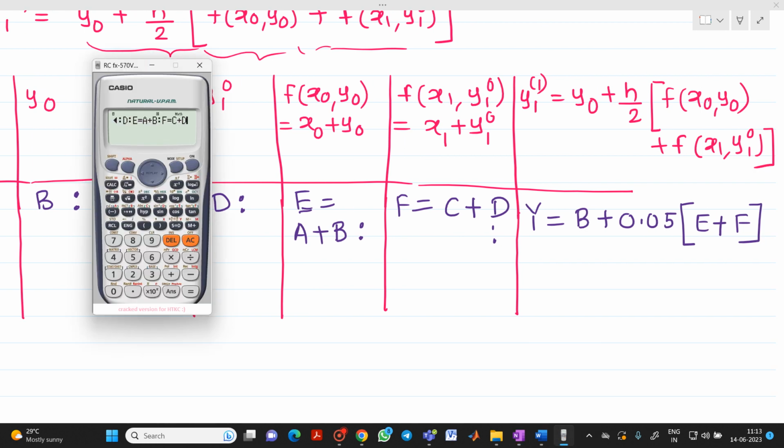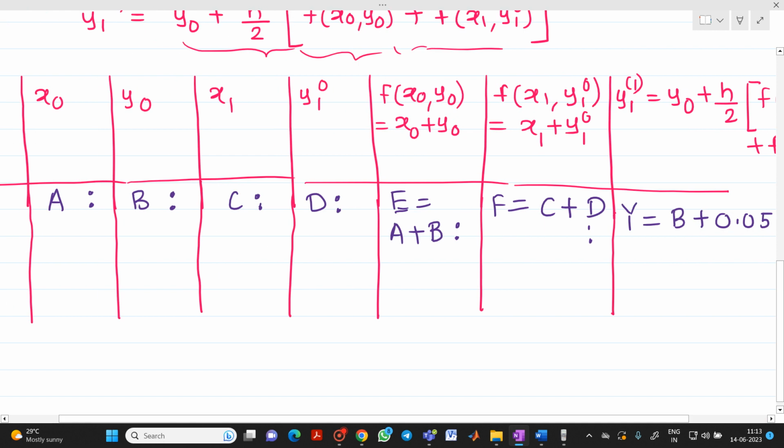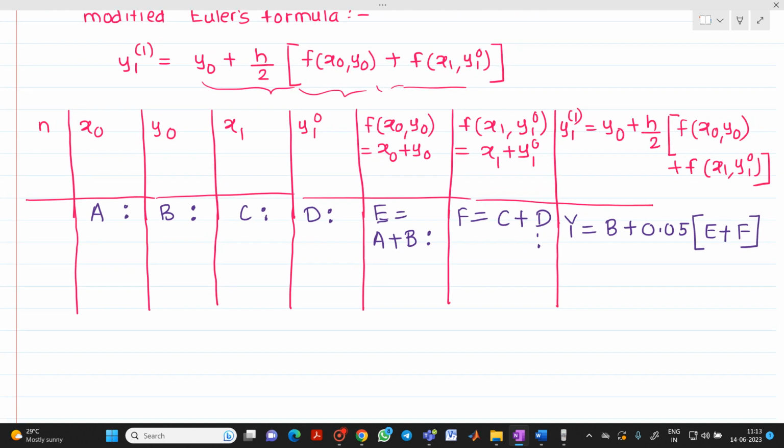So colon, alpha, colon. What is the formula? Let's see here. Y equal to, how to take y? Alpha and press this button. So you will get y. Then equal to. So press equal to. Now what is the formula? B plus 0.05 into bracket E plus F. So this will be E and this will be F. Now what we did here, we substituted this total function here. Now it will be easy for us to solve the total problem on only one page.